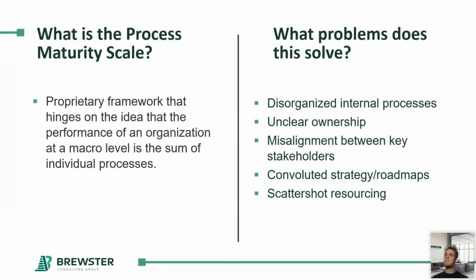The third thing that it solves is misalignment between key stakeholders, right? It encourages continuous improvement of processes, including a focus on alignment with key organizational drivers. So helps to solve that problem. Convoluted strategy and roadmaps. Everybody's been part of an organization where there's been a strategy that's been put in place, and it's like, all right, help me understand, talk to me like I'm a fifth grader, right? So process improvement and process maturity helps to alleviate that as well. Provides managers a clear roadmap for aligning with the strategy of an organization.